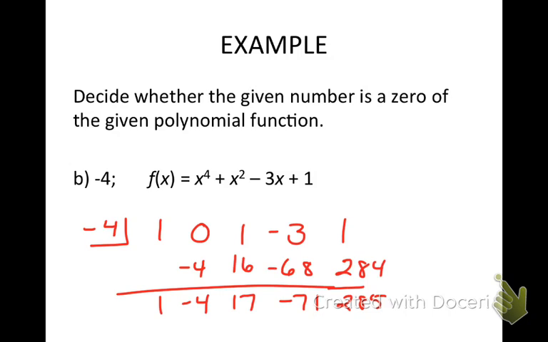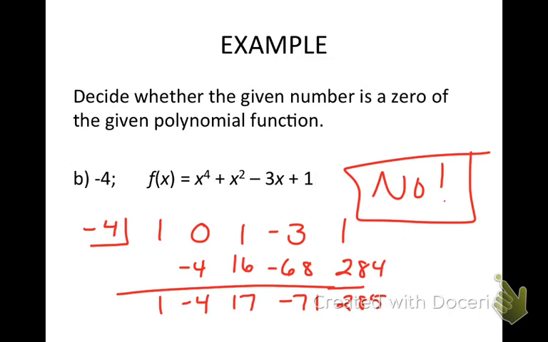Okay. So again, if I didn't trust my synthetic division, what I would then do on my calculator is negative 4 to the 4th power plus negative 4 squared minus 3 times negative 4 plus 1, and I get 285. I'm like, oh, okay, good. I know I did that right. Just to give myself some reassurance that I'm not messing anything up. So is negative 4 a 0 of that polynomial function? No.